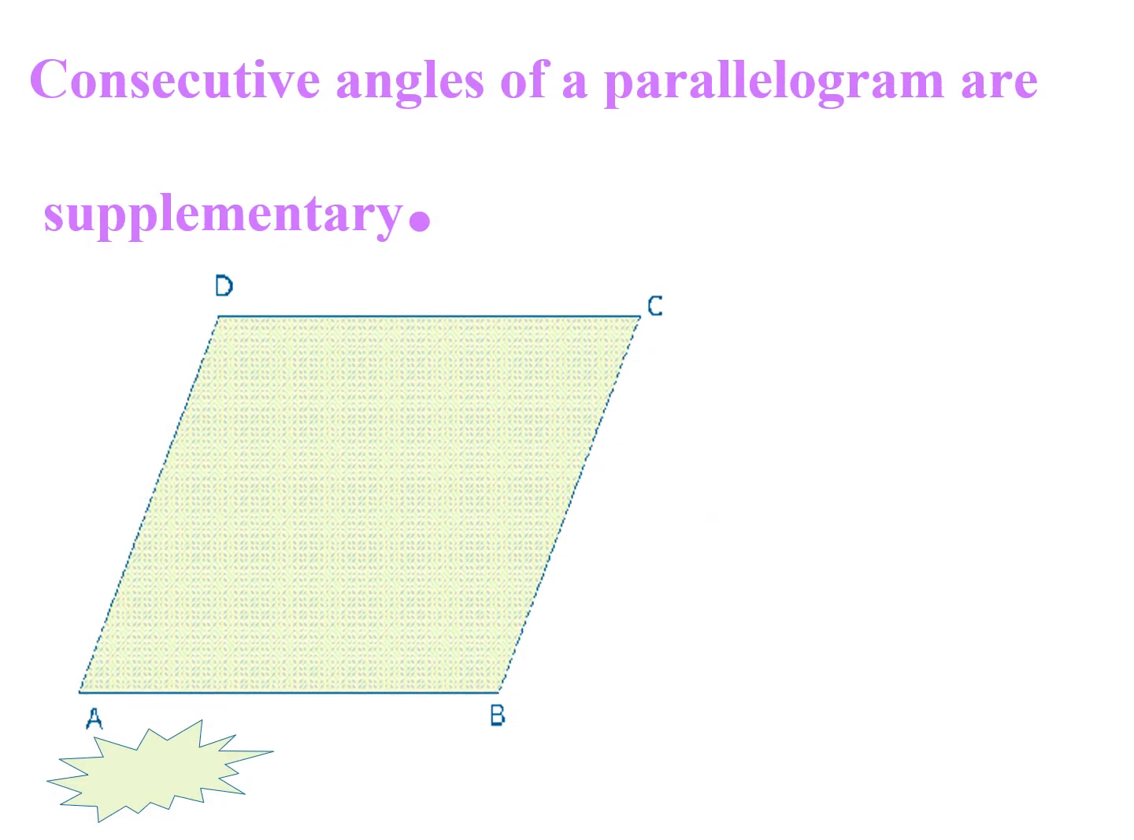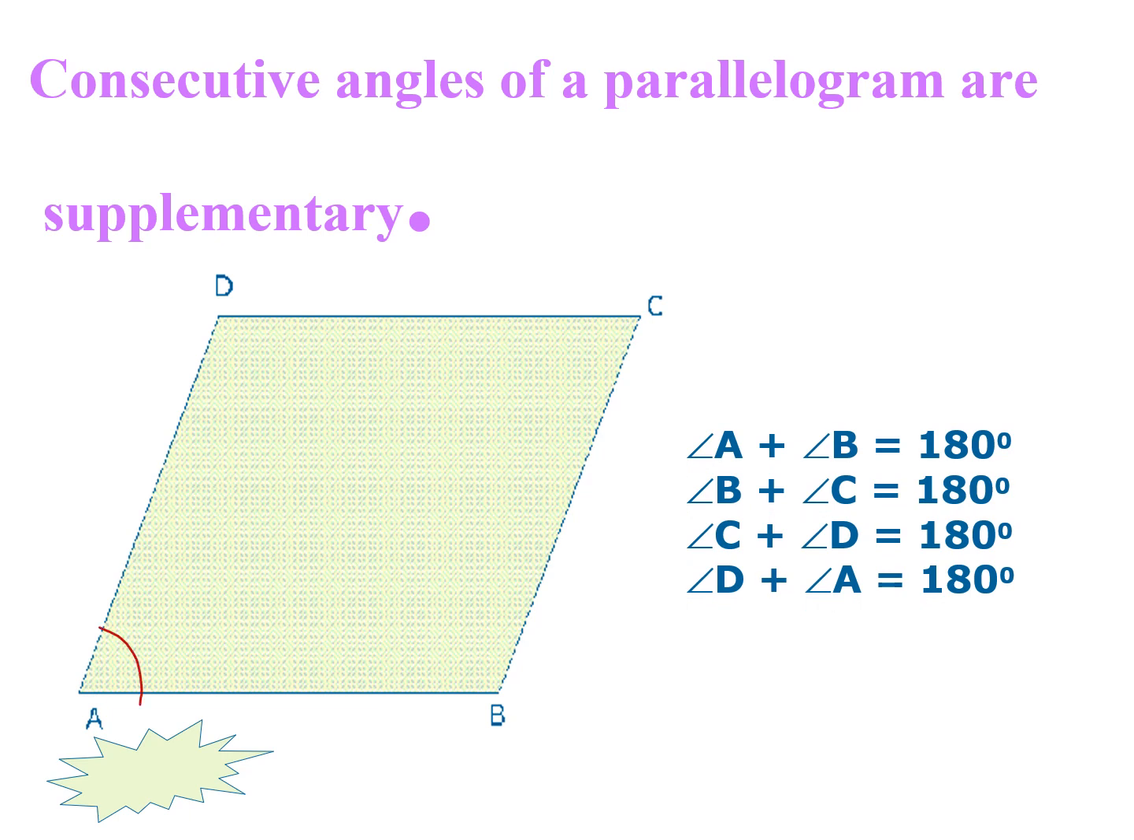The third property of a parallelogram is that consecutive angles of a parallelogram are supplementary. That is, angle A plus angle B is 180 degrees. Angle B plus angle C is 180 degrees. Angle C plus angle D is 180 degrees and angle D plus angle A is equal to 180 degrees. This is by the property of co-interior angles we have already done in the lines and angles chapter.